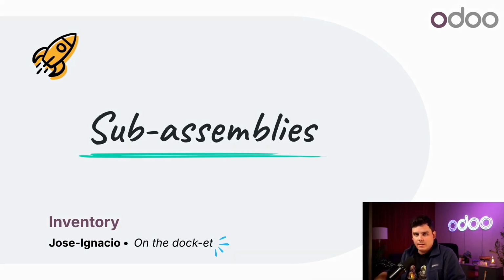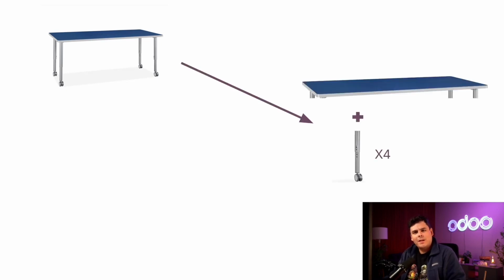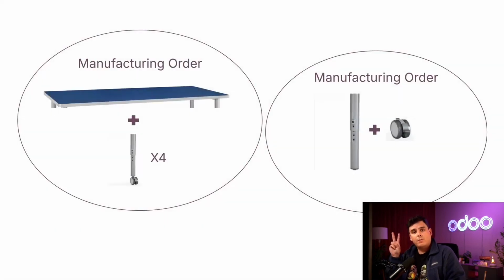So for example, let's take a look at our wheelie table product. Unsurprisingly, it's a table with wheels. So to manufacture this table, we need to attach our 4 wheelie legs to a tabletop. However, before the legs can be attached, we have to assemble them as well by adding our wheel component to the bottom of our leg component. That means that from start to finish, manufacturing our table requires not 1, but 2 manufacturing orders or MOs.